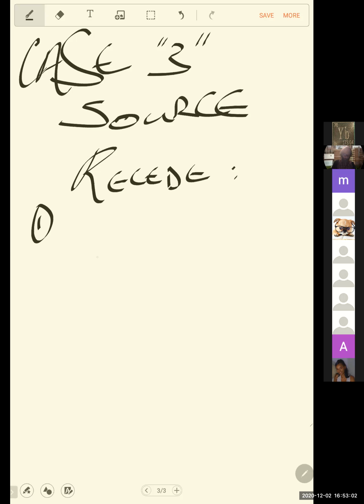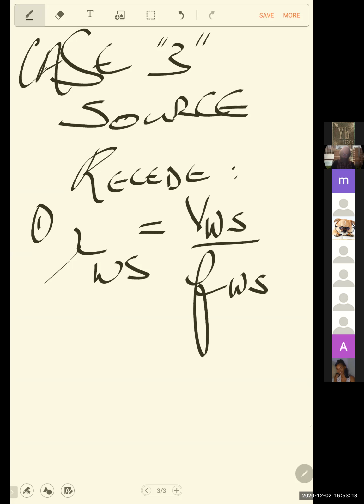Step one says find the wavelength according to the source. That has to be the velocity of the wave according to the source over the frequency of the wave according to the source. The velocity of the wave, now here's the, wait a second, no, that's not an option.